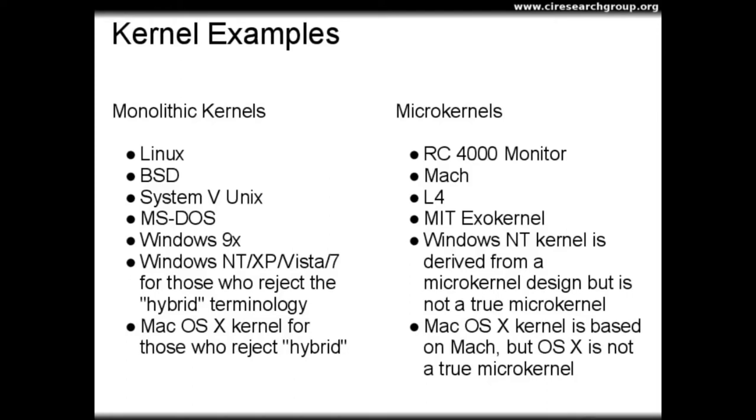In terms of microkernels, the RC4000 monitor kernel would have been the earliest. However, there have been plenty of other examples, including Mach, L4, the MIT exokernel project, and the idea, at least, behind the Windows NT kernel, which was based upon a microkernel design. The same is true of the Mac OS X kernel, since that was originally based on the Mach microkernel.